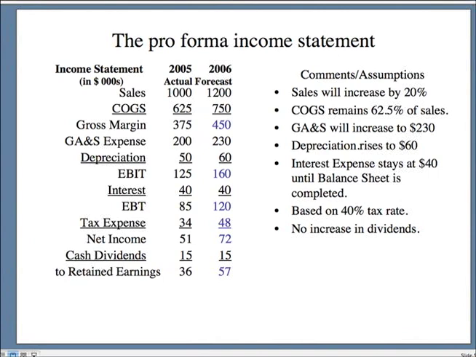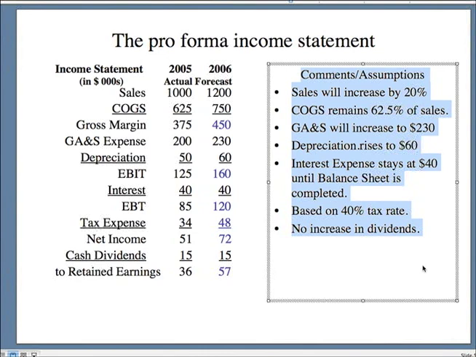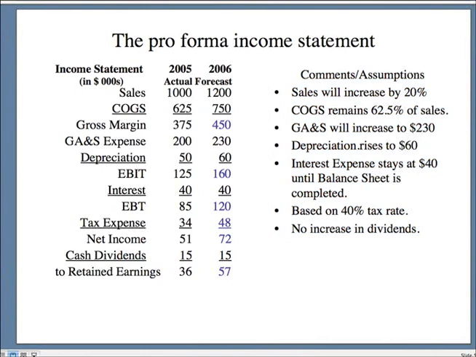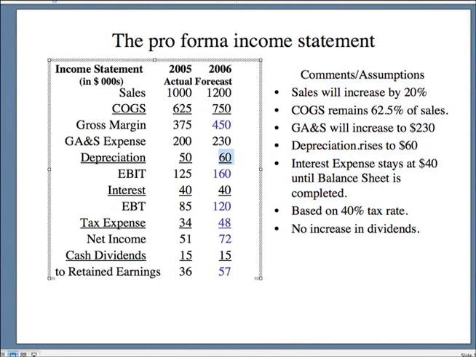So we complete the income statement, and most of it's just following the instructions over here in the notes, or the assumptions, and then adding and subtracting. So we can do that pretty readily. Again, remember depreciation 60, and the amount that we're going to increase retained earnings by 57.